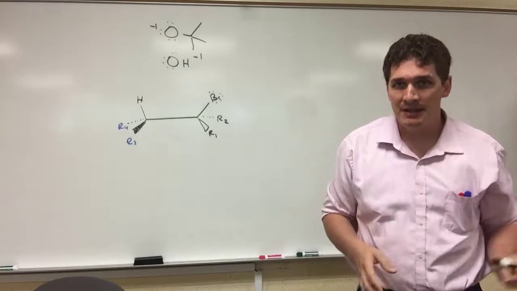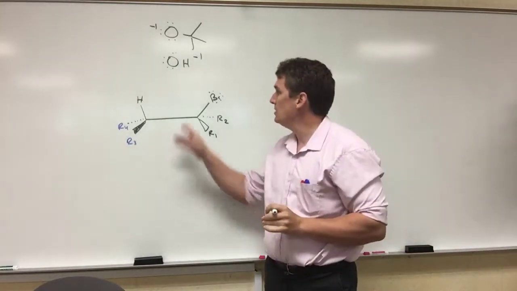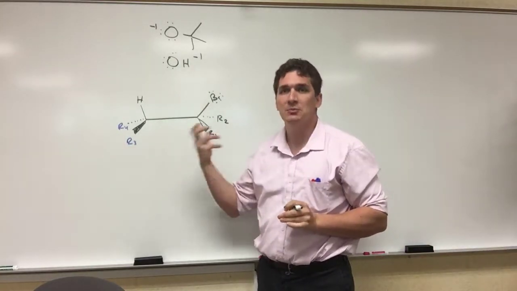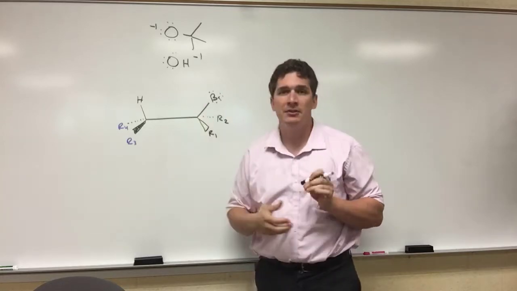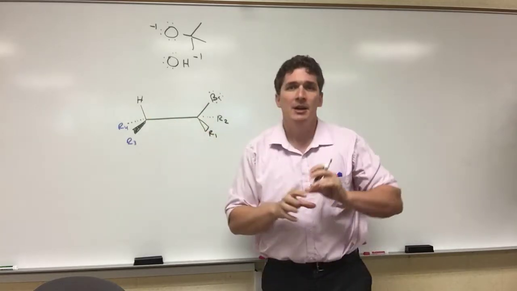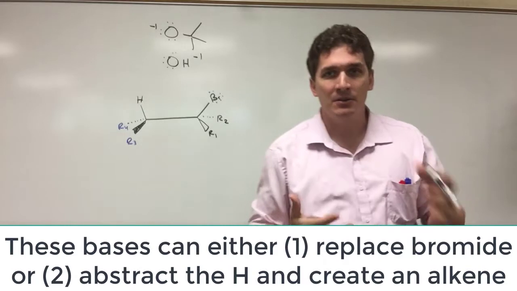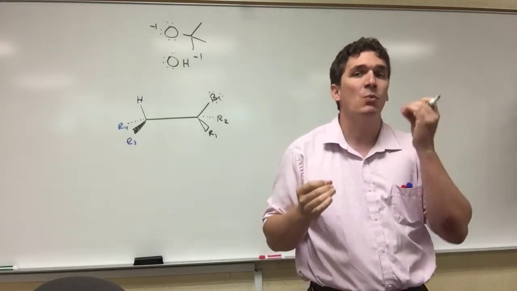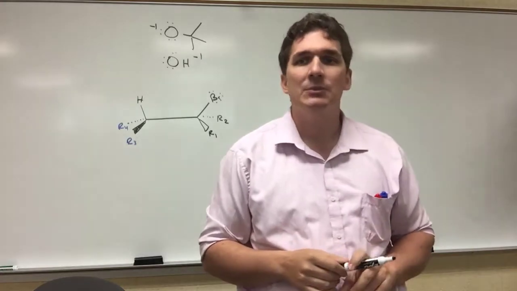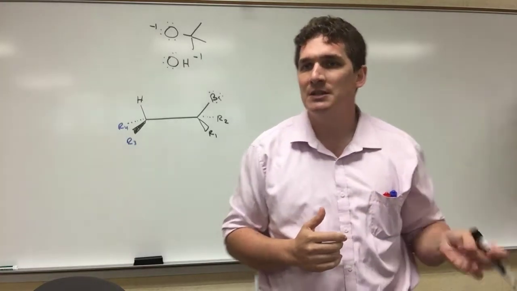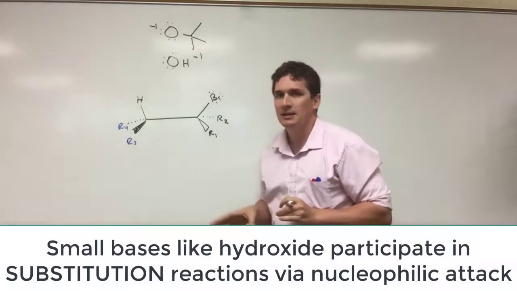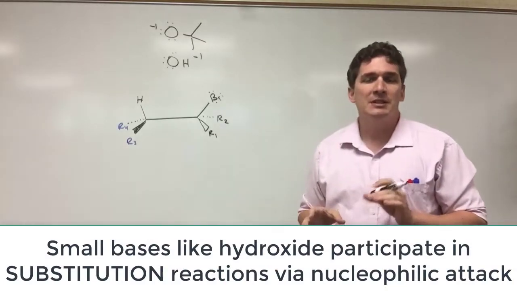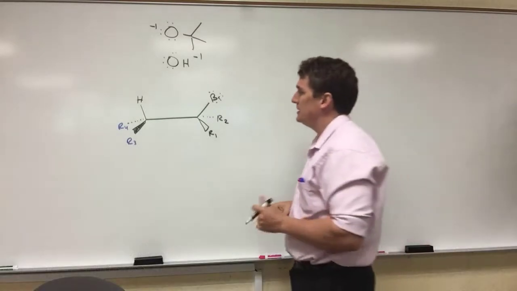But there are two things that can happen here with these bases. One is we can eliminate the bromine to give us bromide and make an alcohol. The other is that we can abstract this hydrogen and remove the bromide to create an alkene. Which one happens? The big thing is not which one happens so much as why it happens. Typically with this OH minus, what we're going to see is a substitution of the bromide. And the reason we're going to see this happen more is that the hydroxide is small.